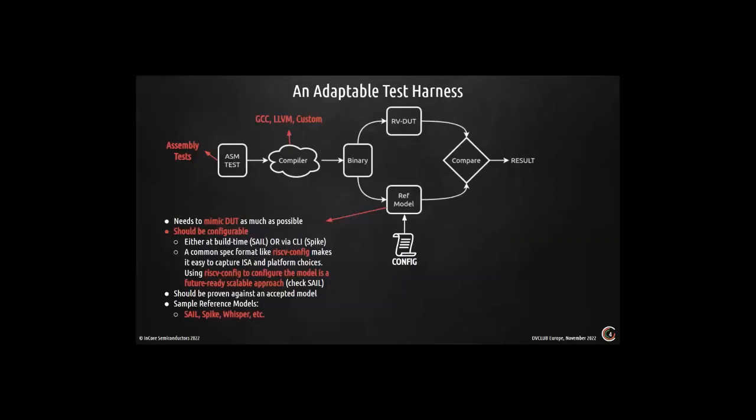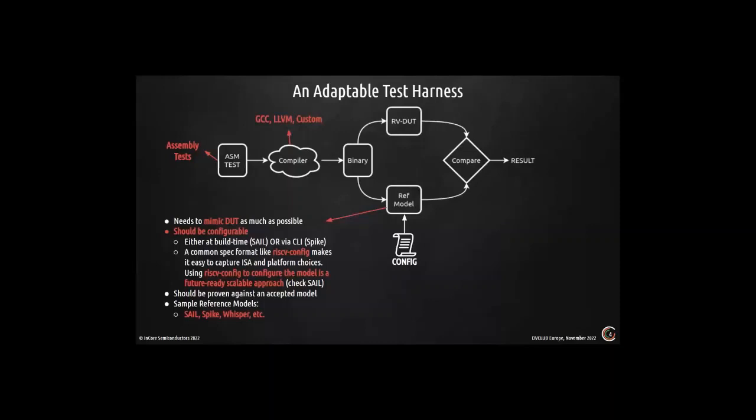one good thing that could help in making it more configurable is if you had a standard specification format which could say that this is how a DUT is specified in the RISC-V world. And InCore, along with Imperas, we worked together a couple of years back and we came up with the idea of RISC-V Config, which is now also adopted by the RISC-V Foundation. It's basically a YAML format which allows you to define all the choices that a particular DUT has made with respect to ISA and platforms as defined by the RISC-V spec, right? If I have that information in a standard way, it becomes easy for me to build and configure a reference model which mimics the DUT as close as possible, right?